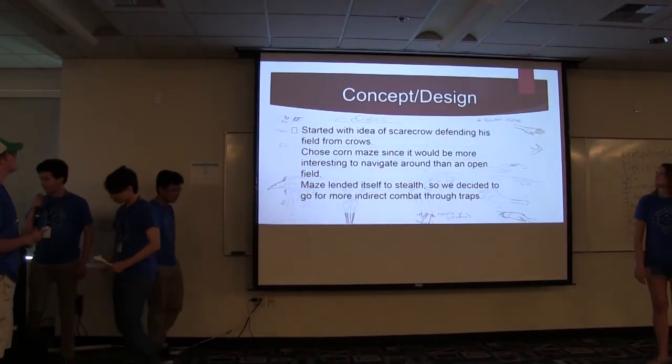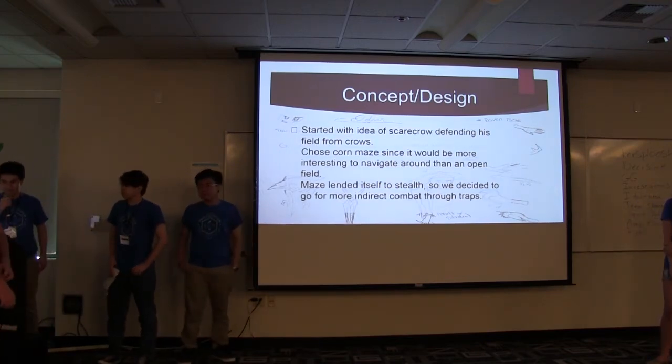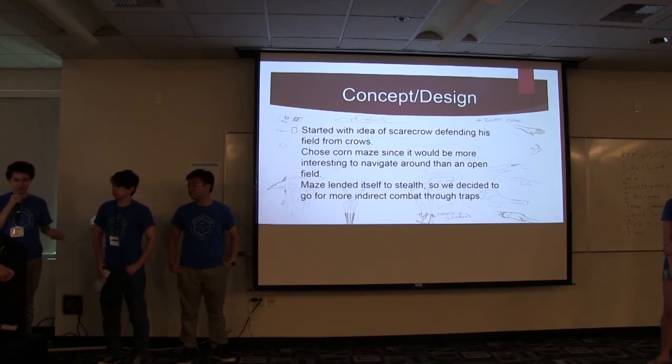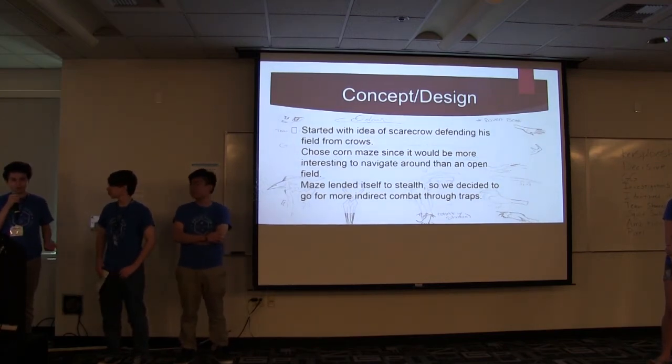Okay, so here's how we came up with the concept for our game. We started with the basic idea of a scarecrow who's going to be defending his field from a bunch of crows who are trying to eat his corn. But the original idea was a field, and that didn't really make much sense because a field's not an interesting environment; it's just an open field. So what we decided was a corn maze would be a lot more interesting because there are a lot of different environments and corners to go around.